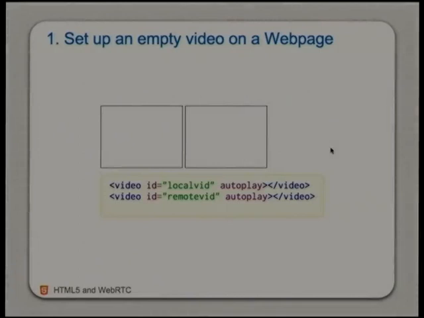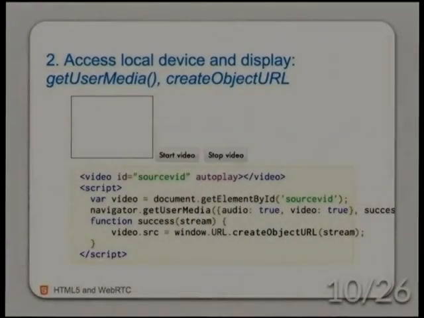So that's the code. Put it on autoplay so you don't have to press play in order to get your remote stream playing. It will just work. It's the easy part. The second part is still fairly easy and actually implemented the same across browsers. It's called Get User Media. This is the one that gives you local access to your local device and display. So even that is a really small amount of code.